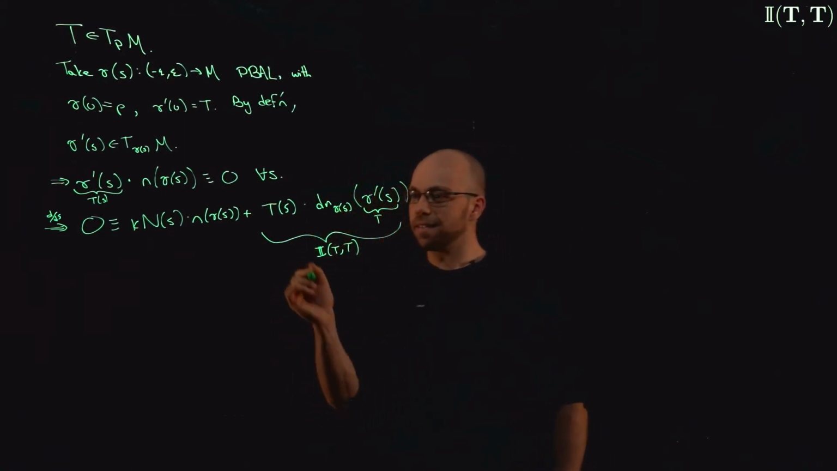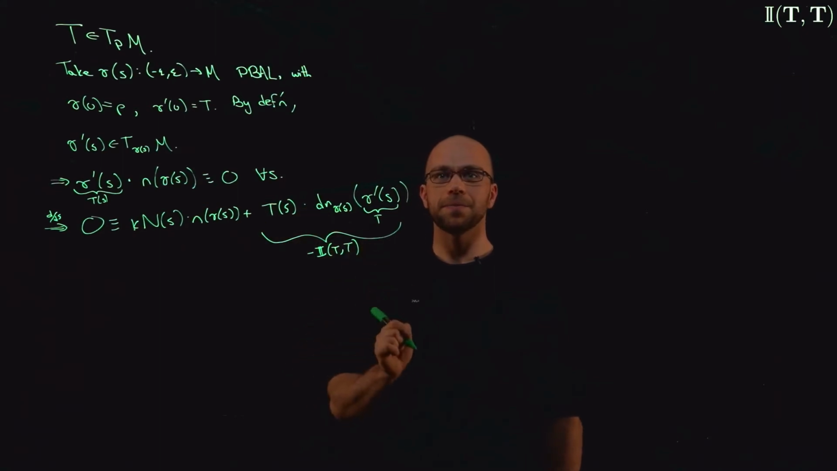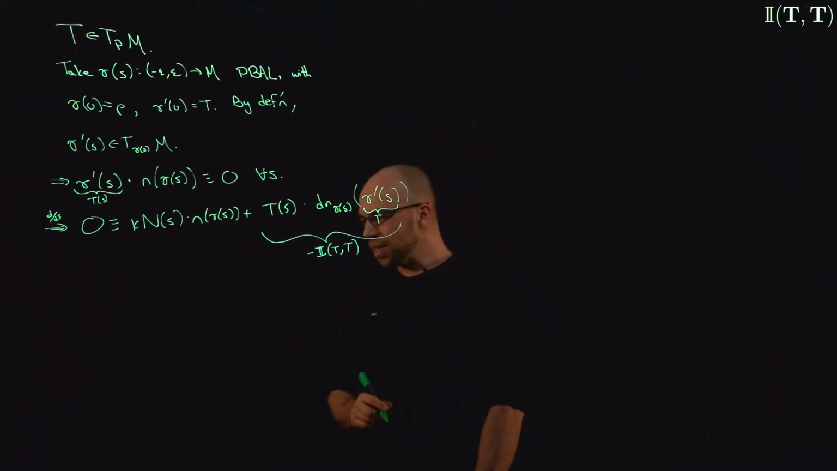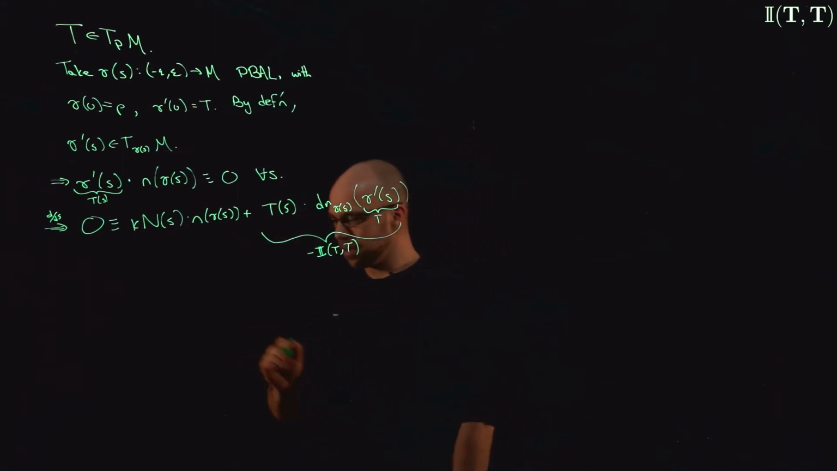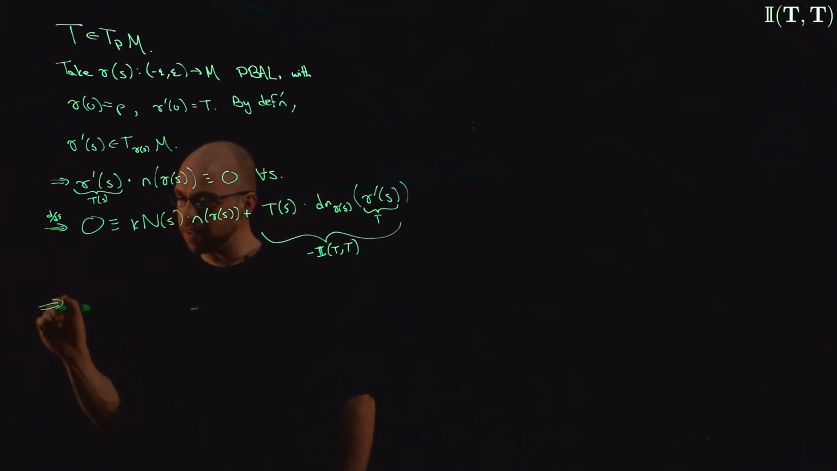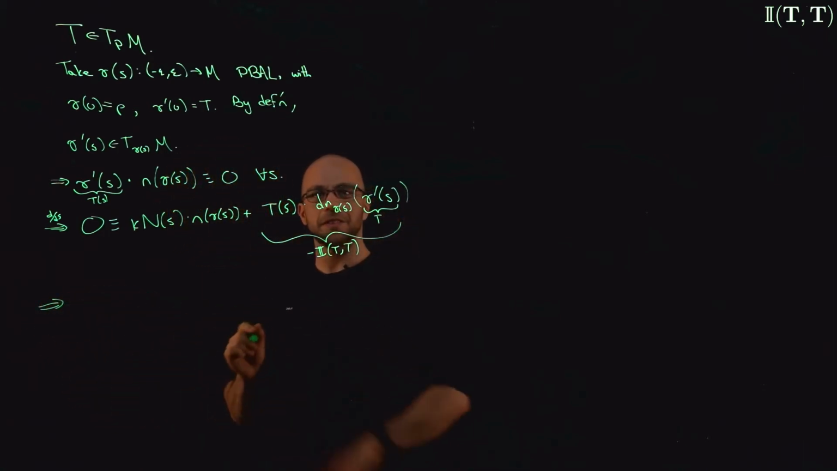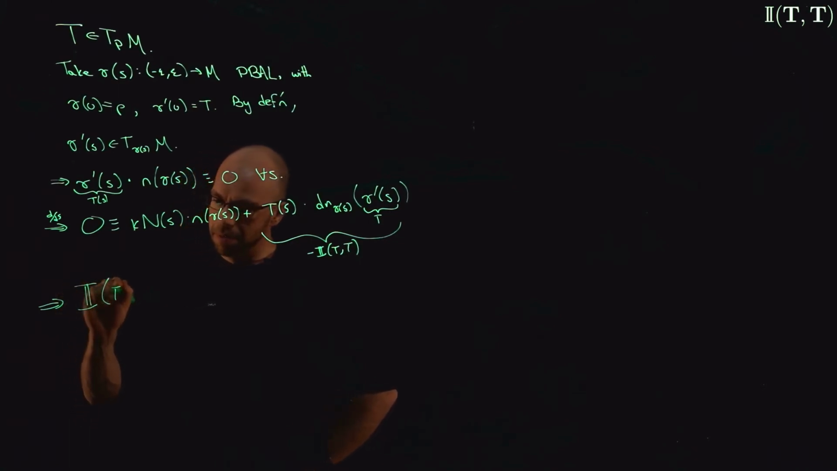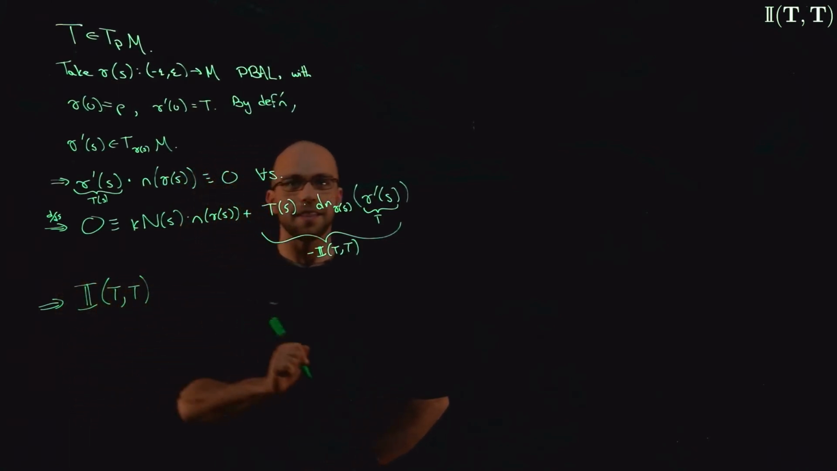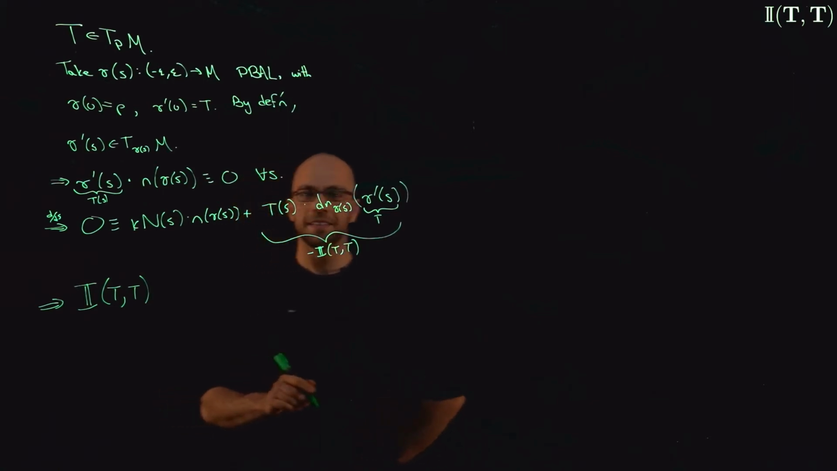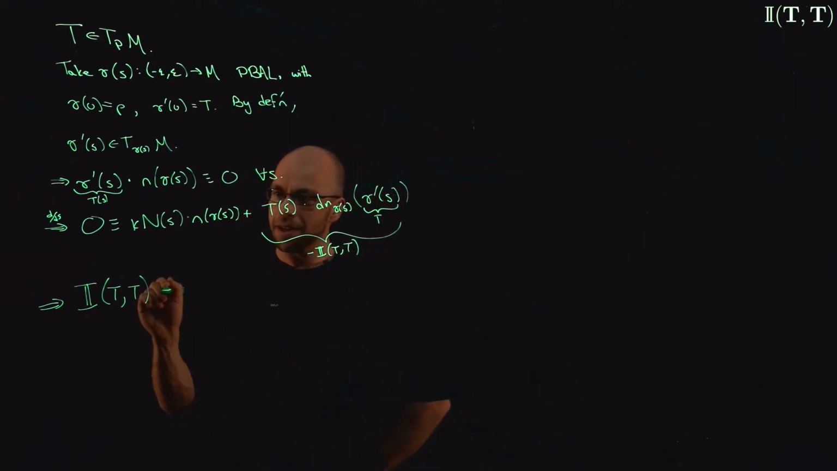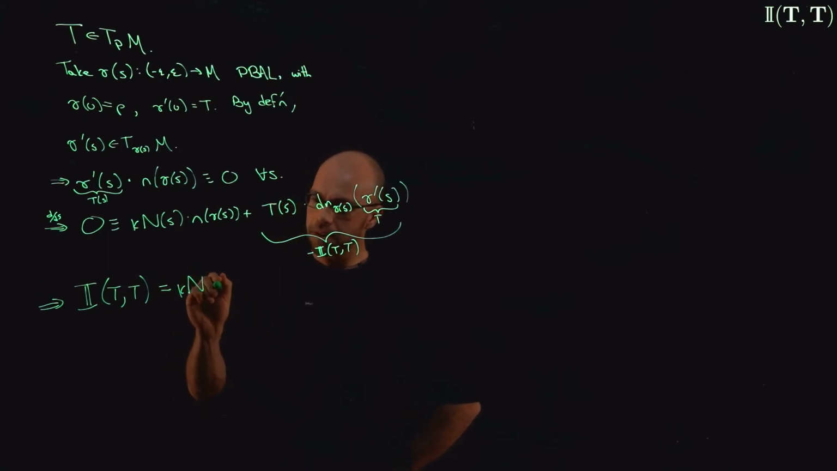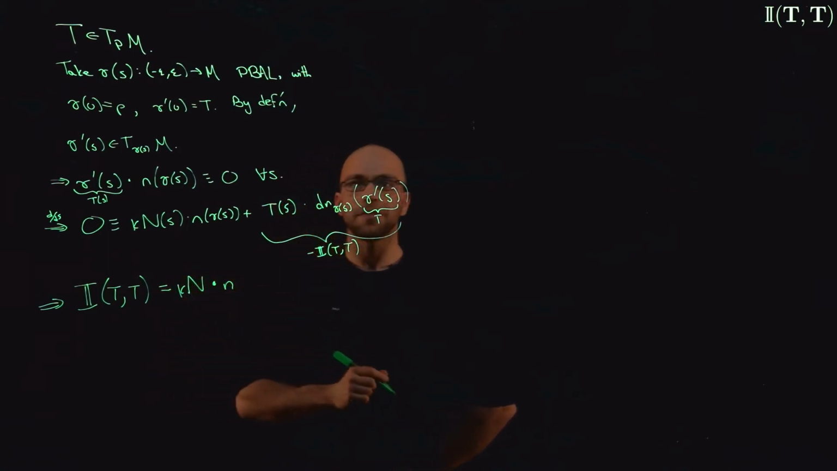With a minus sign in front of it because there's a plus here. Okay, so what did we show? What we showed is the following. If I just move the second term to the other side of the equation, we showed that if we substitute in the second fundamental form evaluated at the same tangent vector twice, then we get the curvature normal of the curve dot product of the normal of the surface.